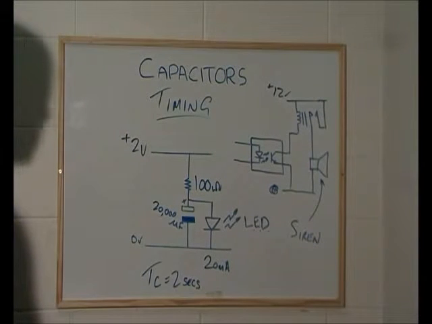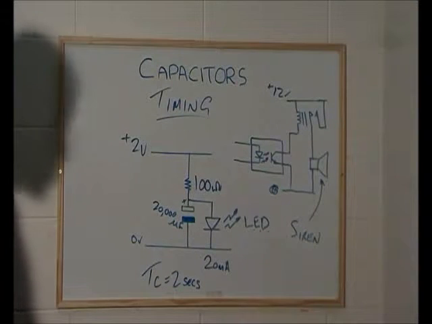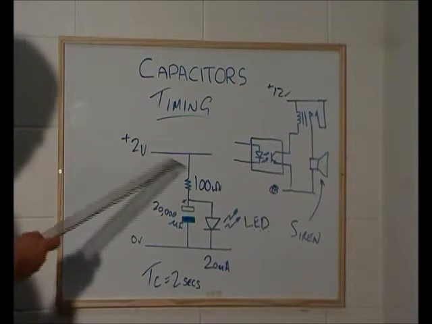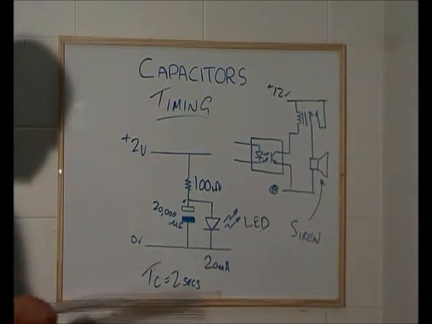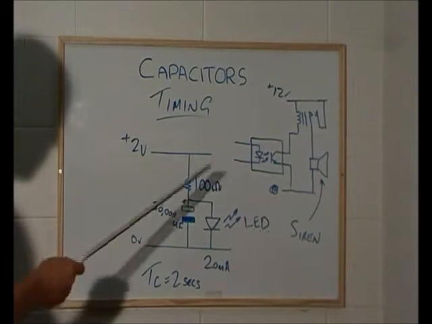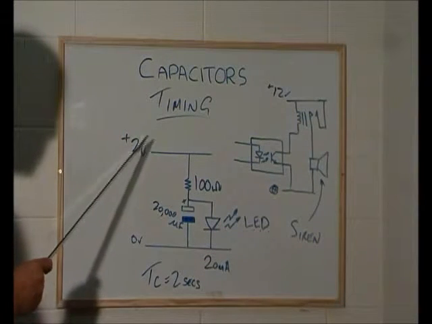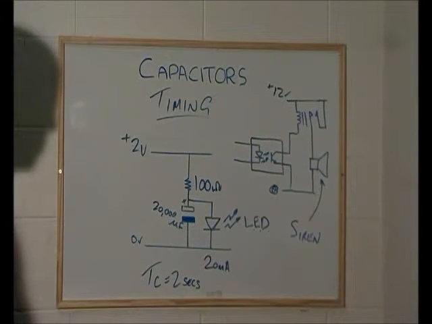Okay, you may ask why I've picked a rather large capacitance value. The reason is this: at 2 volts, I want to limit my current through the LED to 20 milliamps. Any more and I risk burning the LED out. Getting back to Ohm's law, 2 volts across here divided by 100 will give us a maximum current flow of 20 milliamps.